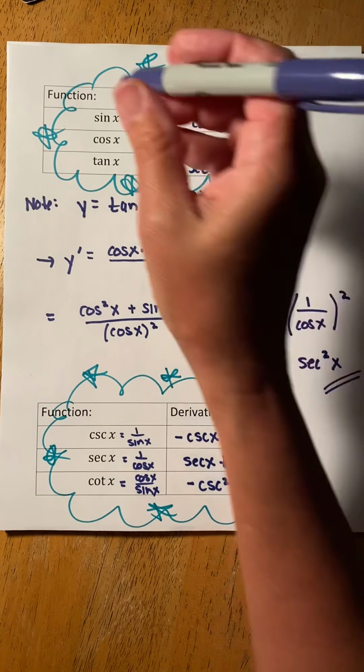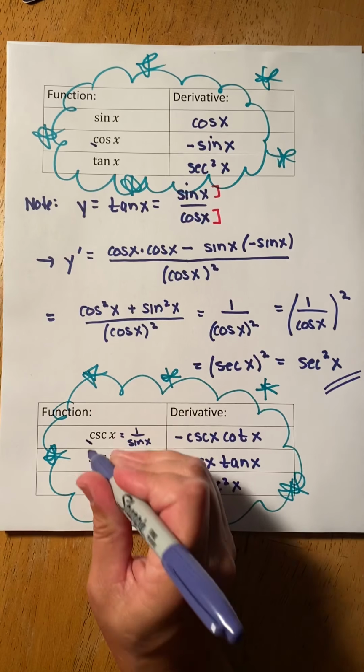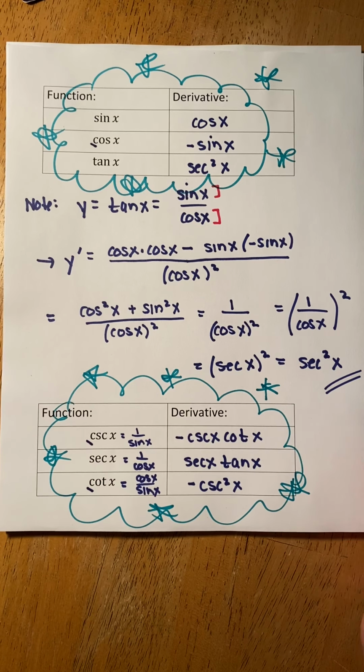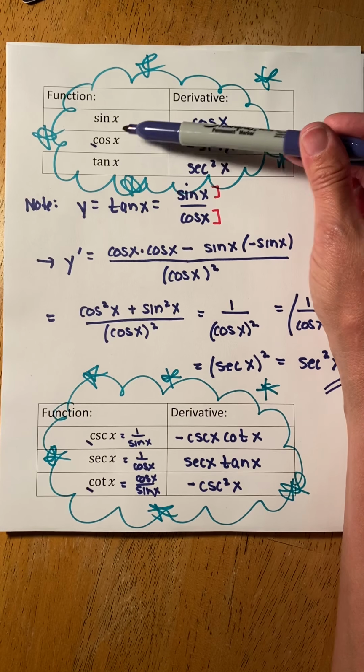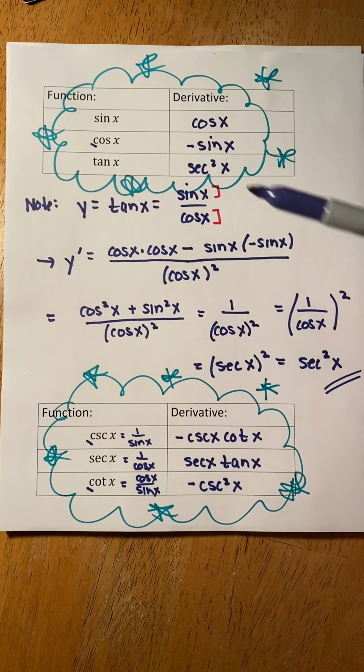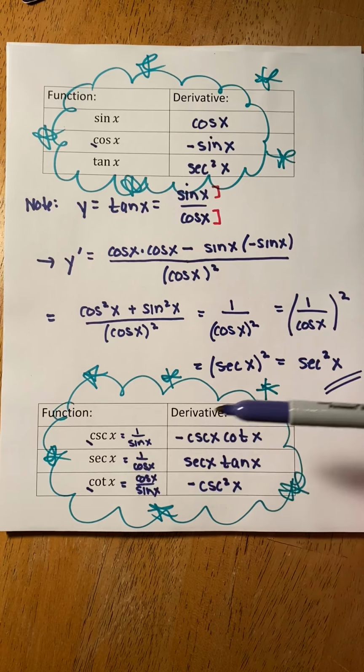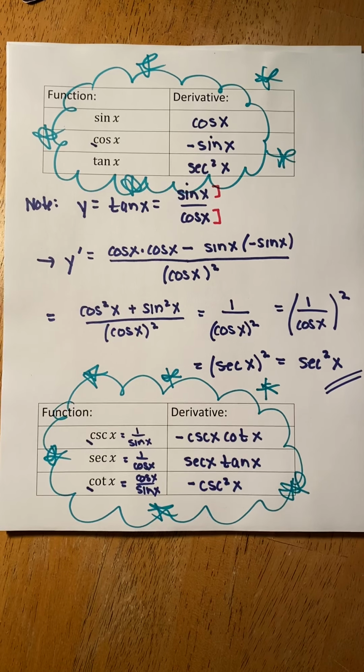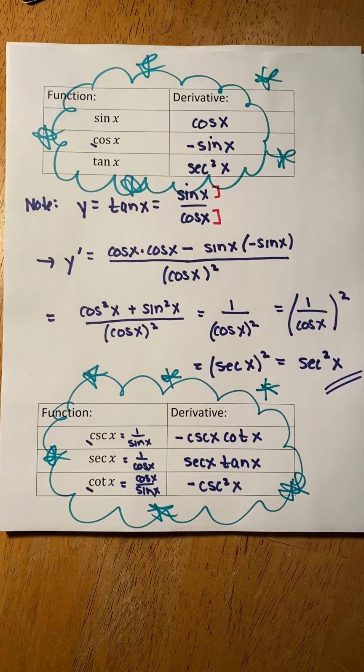One little side note: if a trig function starts with c, notice its derivative is negative. I don't know, I just always remembered that. Trig functions that start with c's have negative derivatives. If it doesn't start with c, like the sine, the tangent, and the secant, the derivatives are positive. So you are expected to remember these. All good calculus students know the derivatives of their trig functions.